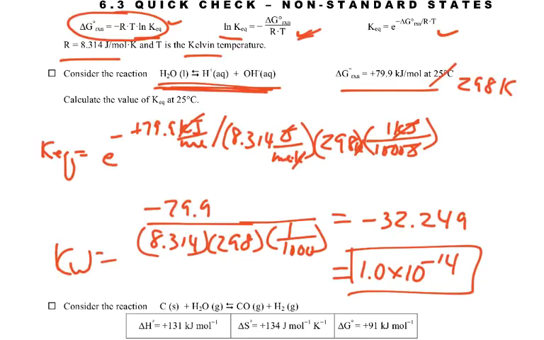Notice things we had to do. One, we have to use that value of R. Because that's joules, we have to change our joules to kilojoules. And we need to remember that this temperature has to be in Kelvin. So those things done, it's just a math problem.